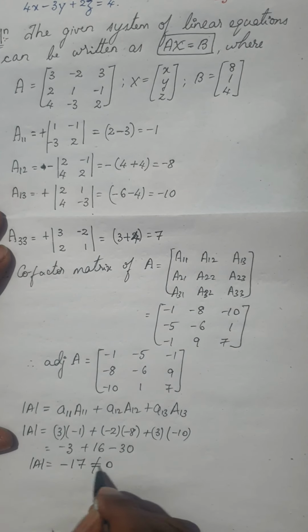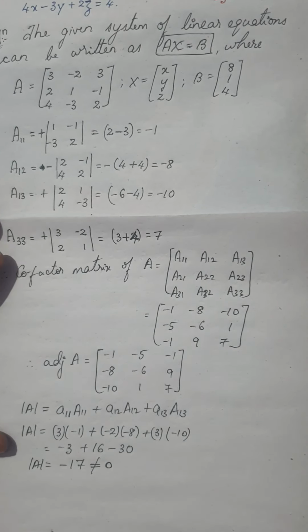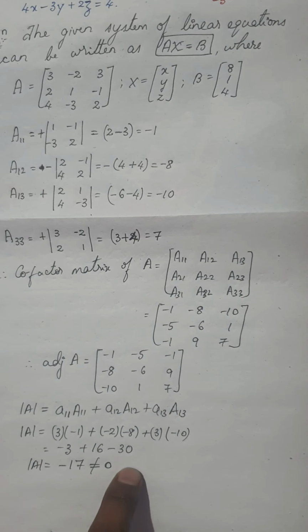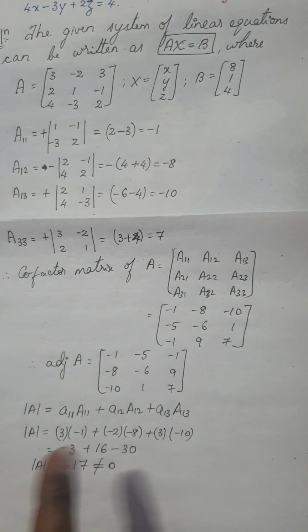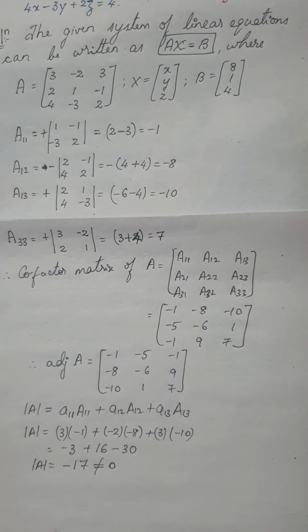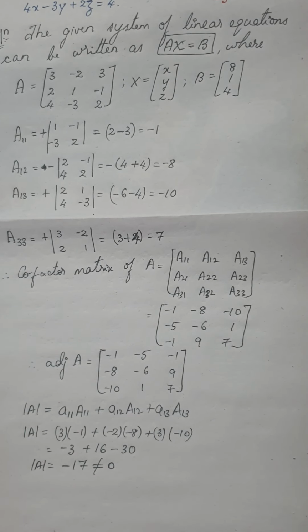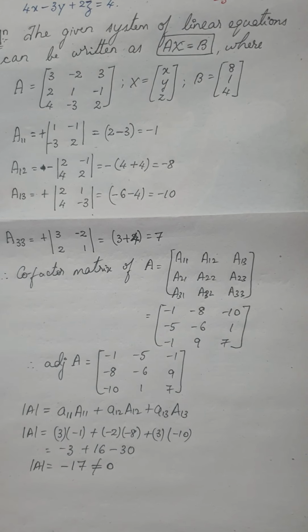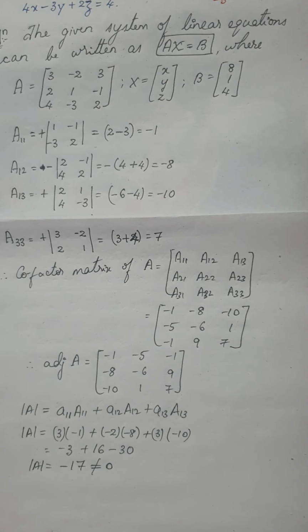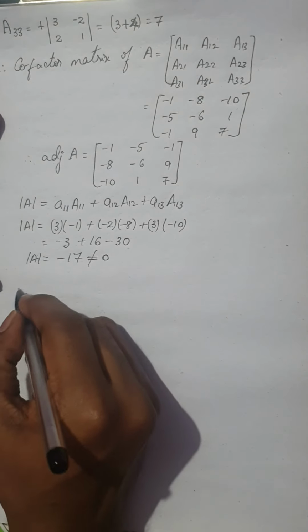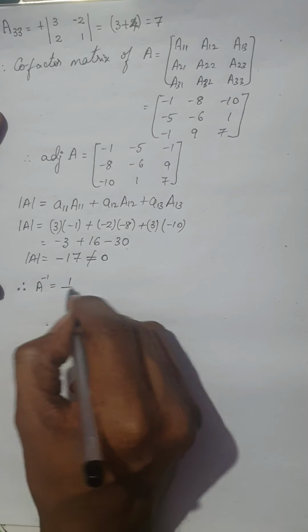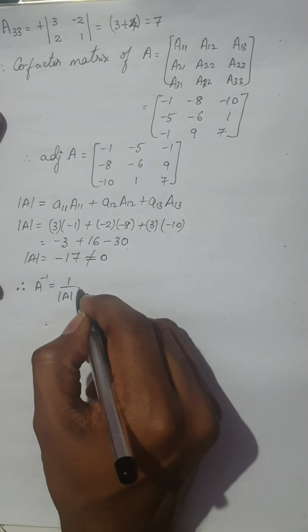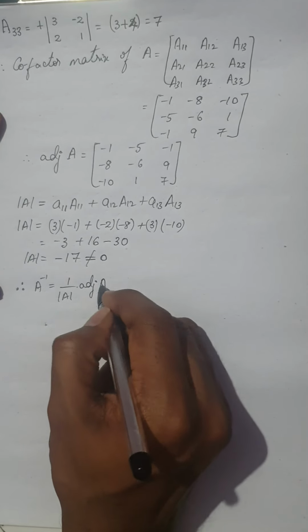Remember, your determinant value should never be equal to 0, because if the determinant becomes 0, then the matrix is a singular matrix. So you will not be having the inverse for a singular matrix. So once you get this, you will find A inverse by using the formula. Therefore, we know the formula: A inverse is 1 by determinant of A into adjoint of A.